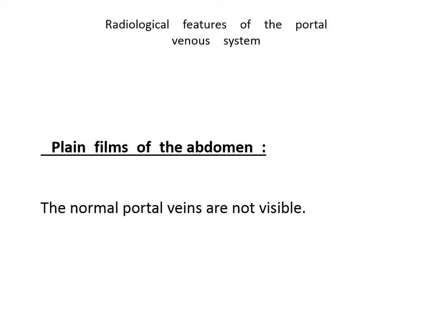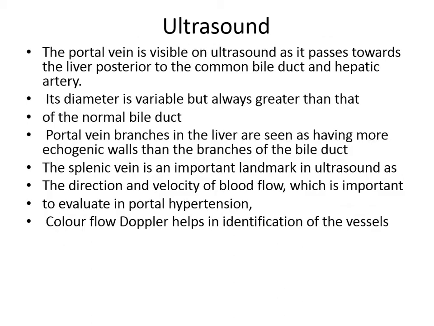So the radiological features of the portal venous system, starting from plain films: the normal portal veins are not visible by plain X-rays. Ultrasound, the portal vein is visible on ultrasound as it passes toward the liver posterior to the common bile duct and hepatic artery. So the portal vein is posterior to the common bile duct and hepatic artery by ultrasound.